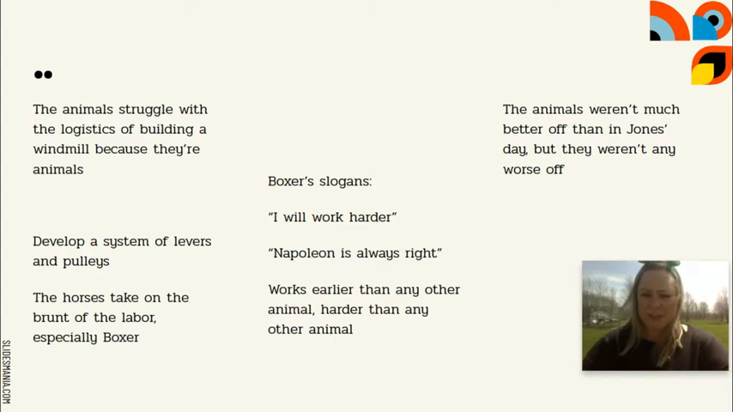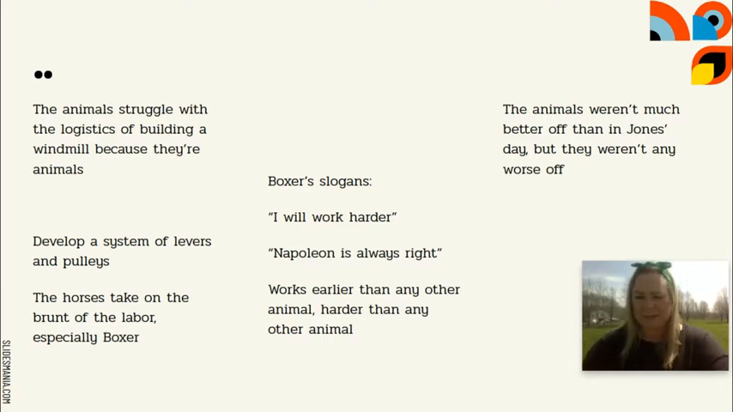The animals are really struggling with the logistics of building a windmill because they're animals. They don't have hands like humans do, so they have to come up with a whole new system in order to build this windmill. They do come up with a lever and pulley system, which is a primitive building system, involving ropes and gravity. The horses really take on the brunt of the labor.